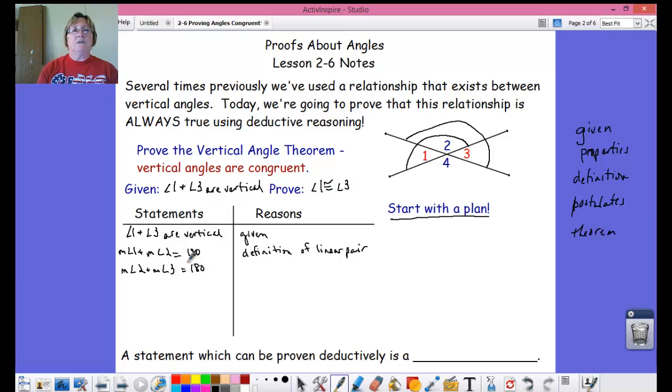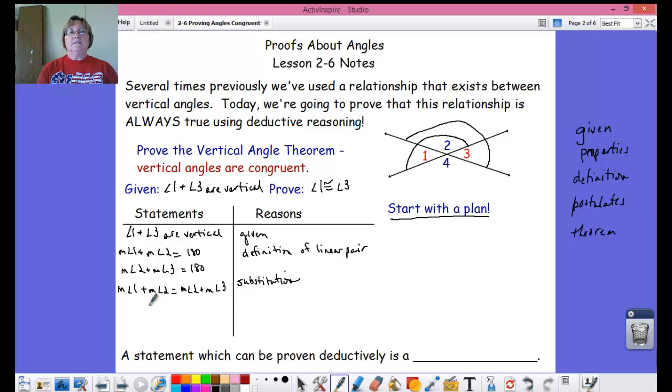What I do have now, though, are two things that both equal 180 degrees. So since this measure of angle 2 plus measure of angle 3 is the same as 180, I'm going to substitute. And I'm going to write this statement instead. The measure of angle 1 plus the measure of angle 2 is equal to, and now we're substituting, instead of that 180, we're going to write this: measure of angle 2 plus measure of angle 3.